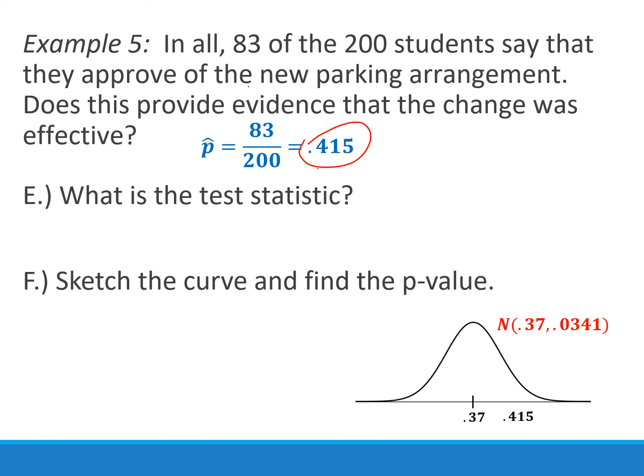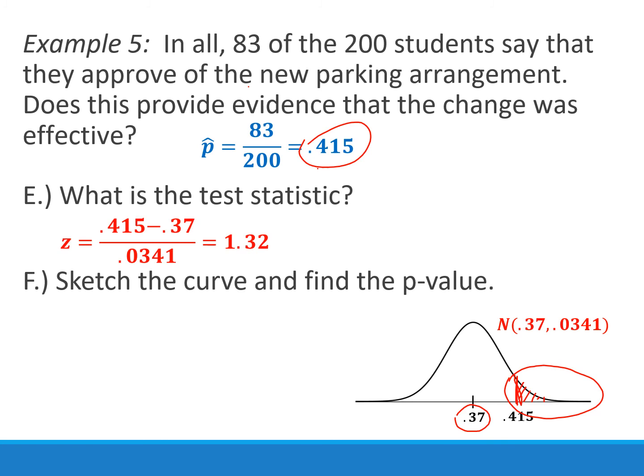So if the null hypothesis is true, and it says 37% of students approve of the parking, would it be unusual to see 41.5% in that size sample? We're going to go to the right because it's a right-tailed test. So we want a z-score for that cutoff: 0.415 minus the actual mean of 0.37, divide by the standard deviation that we just found on the previous page, and we get a z-score of 1.32.